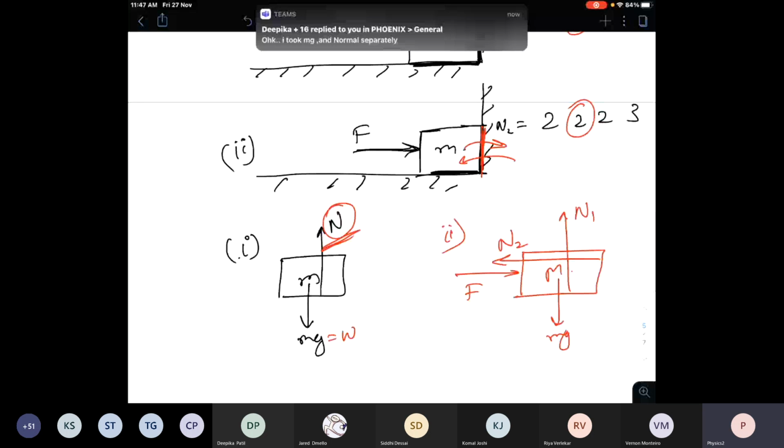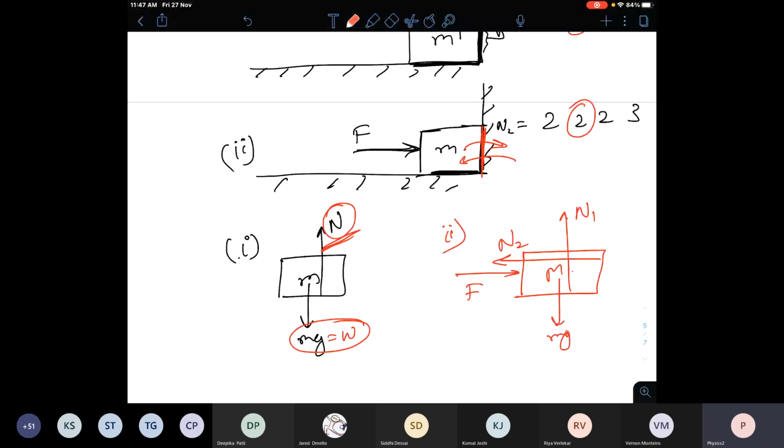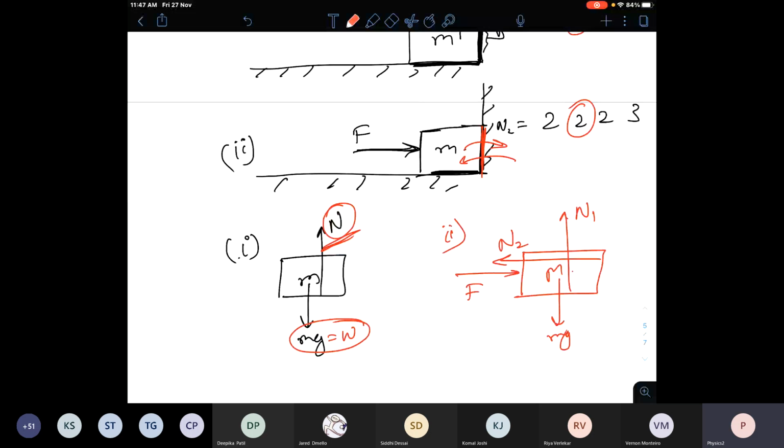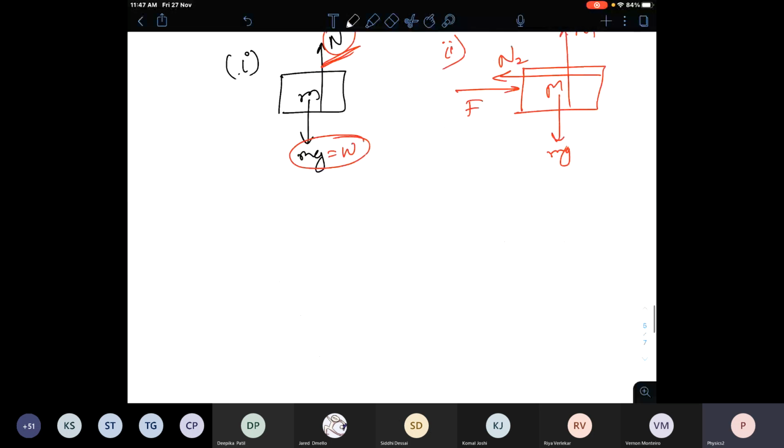Okay, so this was about normal reaction, the basics of normal reaction. We will see that later on. Okay, let's talk about tension first.